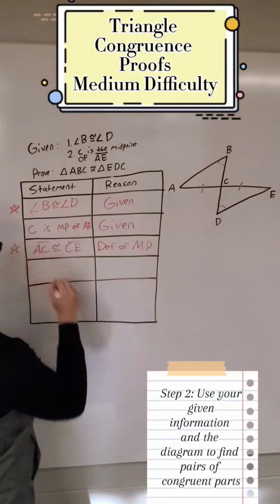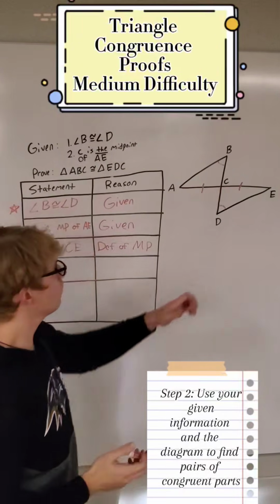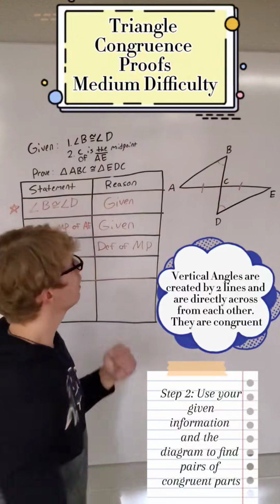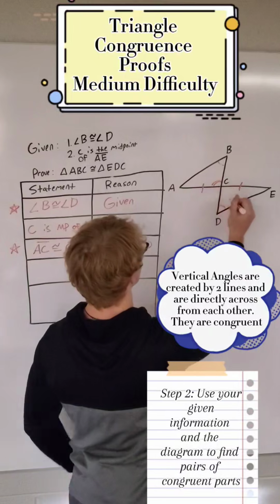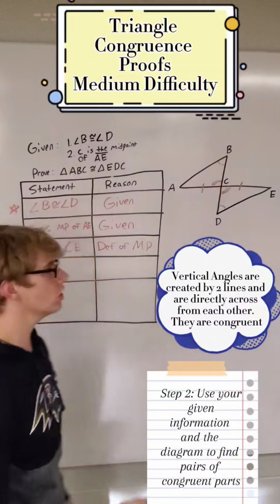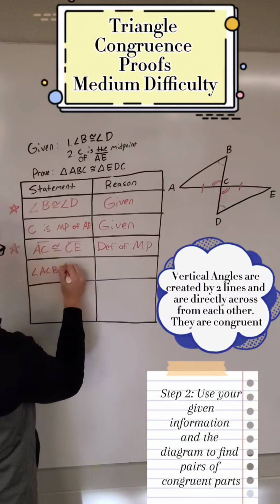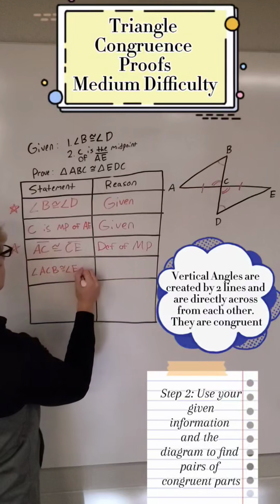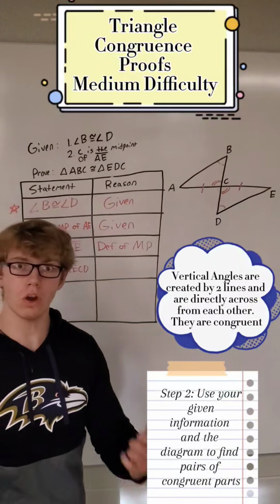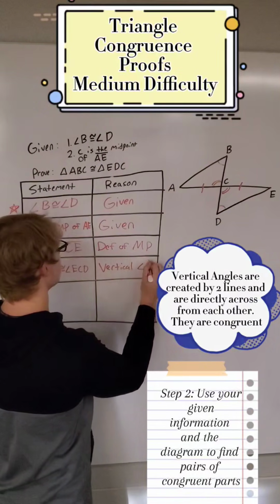Now, we need to find our third. We're not going to use any given information for it, but we can also use the diagram to help us. So if we look up here, we notice that we have a pair of vertical angles that are directly across from each other. Well, let's label them. This is going to be angle ACB and angle ECD. Those are congruent to each other. So I'm going to write angle ACB is congruent to angle ECD. And the reason for this is vertical angles. We know vertical angles are congruent. So I'm going to write vertical angles. Now, this is our third star.